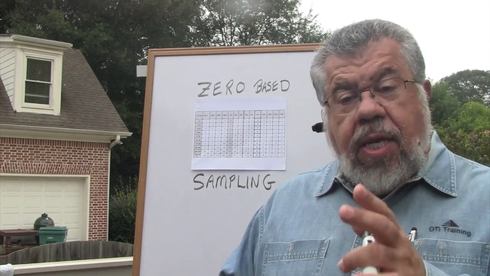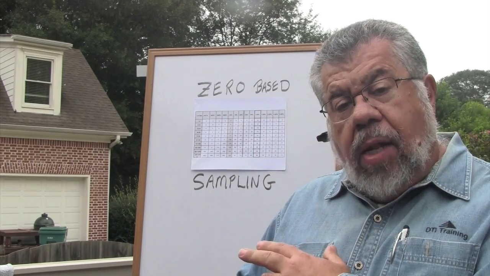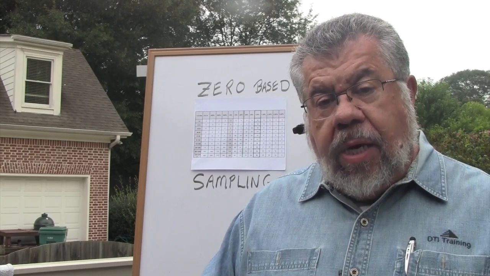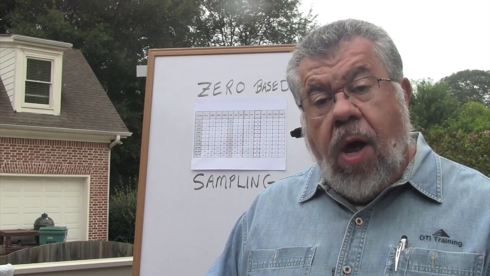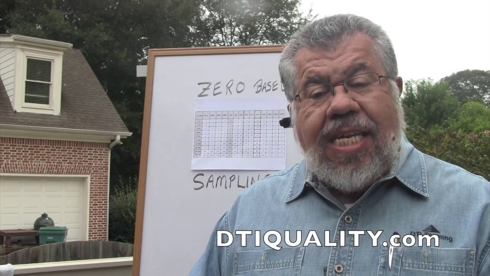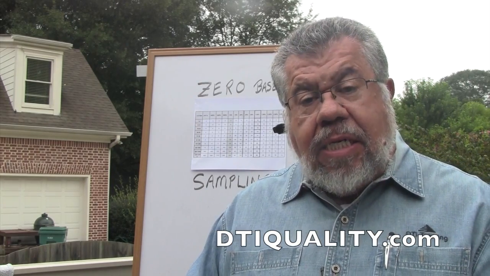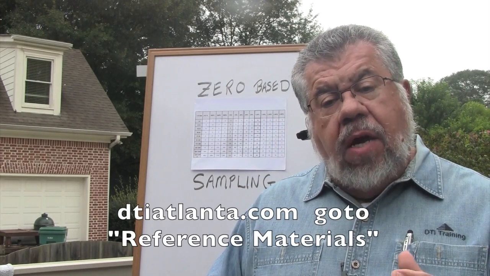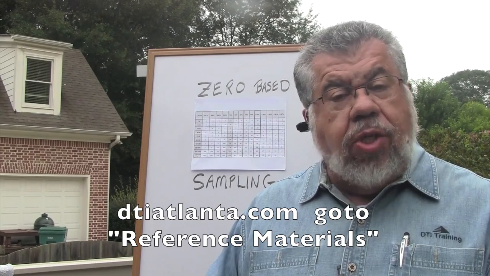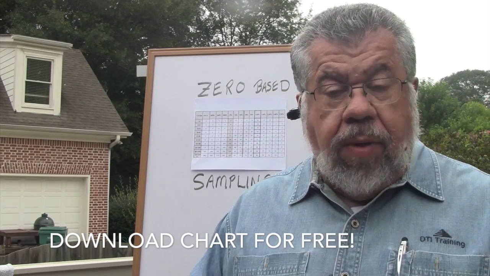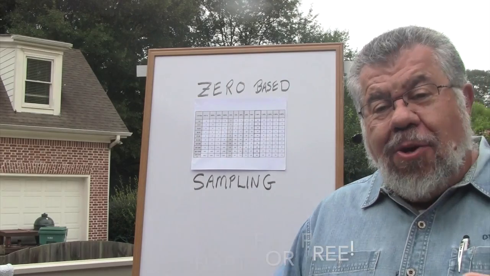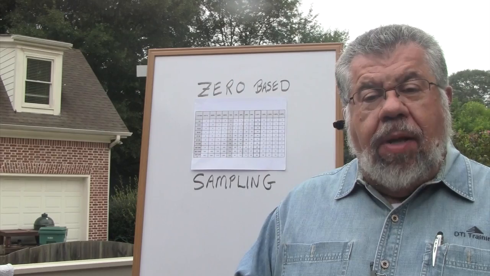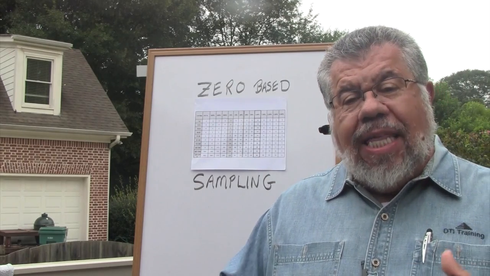Now, this sampling plan, and you really can't see it that well here, although I can zoom in on it. You can actually get a copy of this sampling plan from our website, dtiquality.com or dtiatlanta.com. And if you go to the reference material section, you can simply download this for free. So once you have it, then you can come back to this video and I can show you how to use it. All sampling plans are based on the lot size.